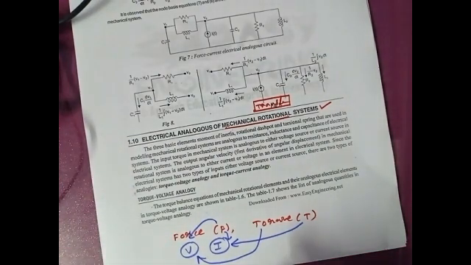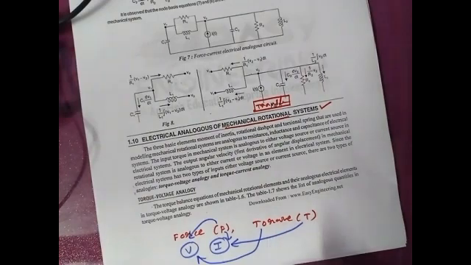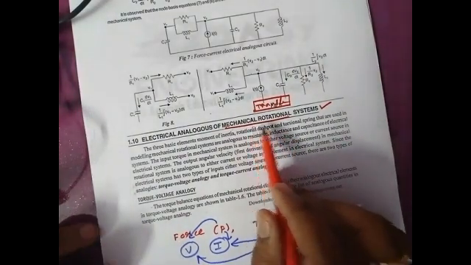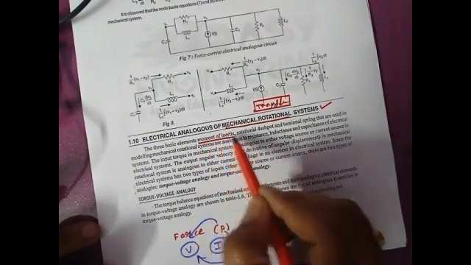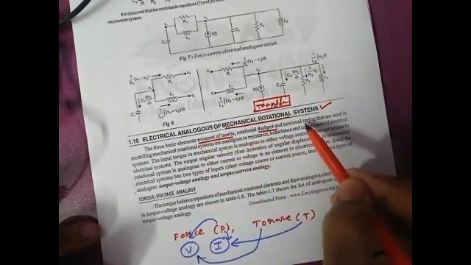In the previous classes, our main aim is to build or represent a mechanical system. Always we use the moment of inertia, dashpot and spring.